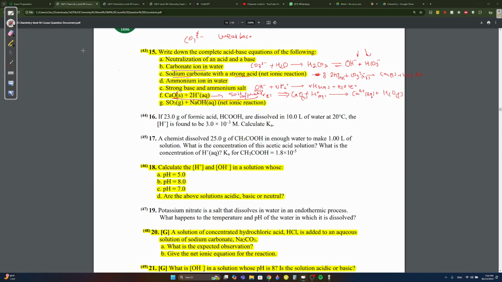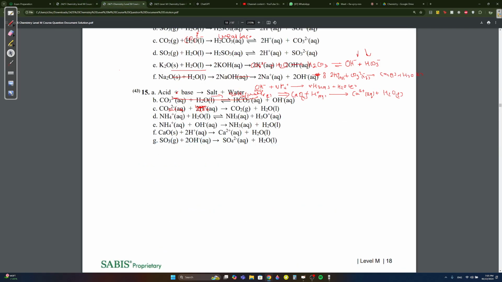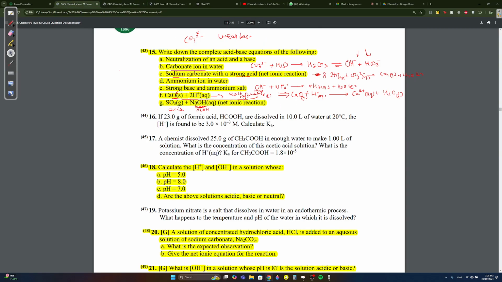Okay? SO3 plus NaOH. This is an acidic oxide, or metal oxide. No, this is not. This is base, metal hydroxide plus acid. Honestly, guys, just memorize. You guys are cooked. We're all failing tomorrow. Just memorize this.